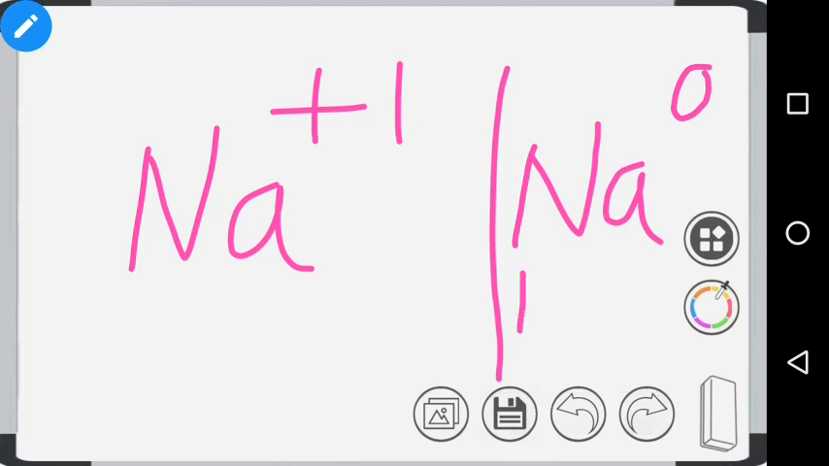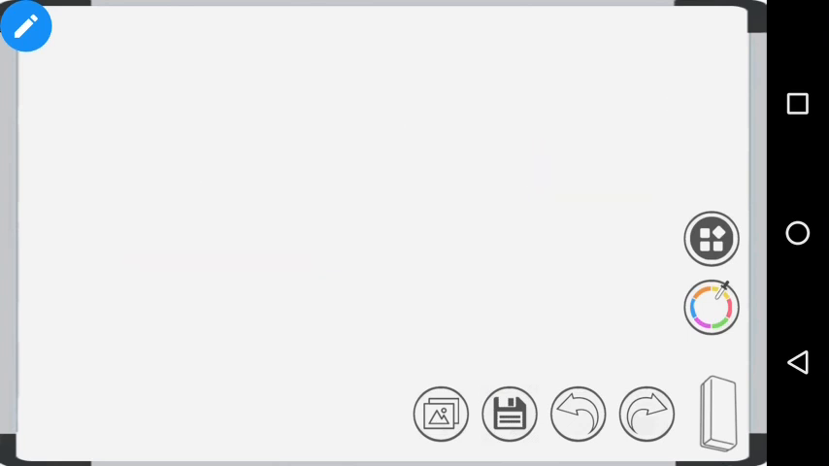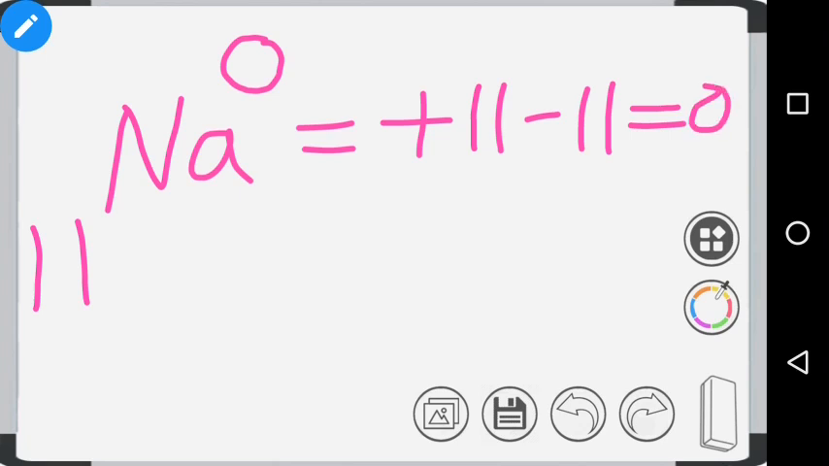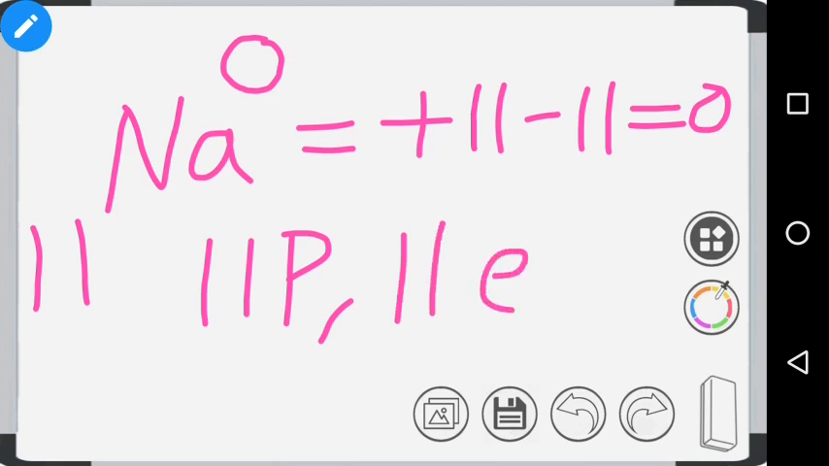So you know, right? 11 protons and 11 electrons. So the net charge is 0. I am correct? For Na, I wrote nothing, so I make it 0 because it is neutral. The number is 11. So we can say +11 and -11 are 0. That means 11 protons and 11 electrons are there. Okay? But I am putting Na+1.